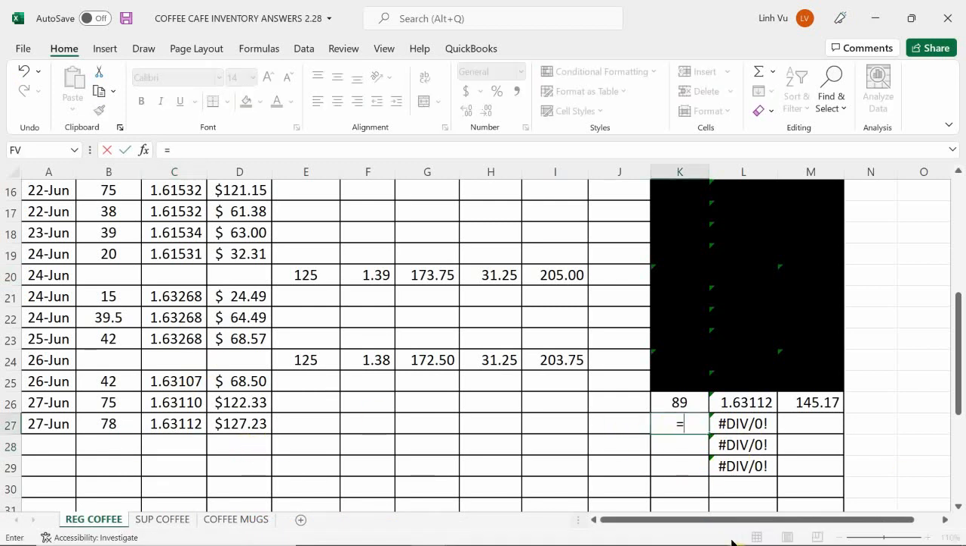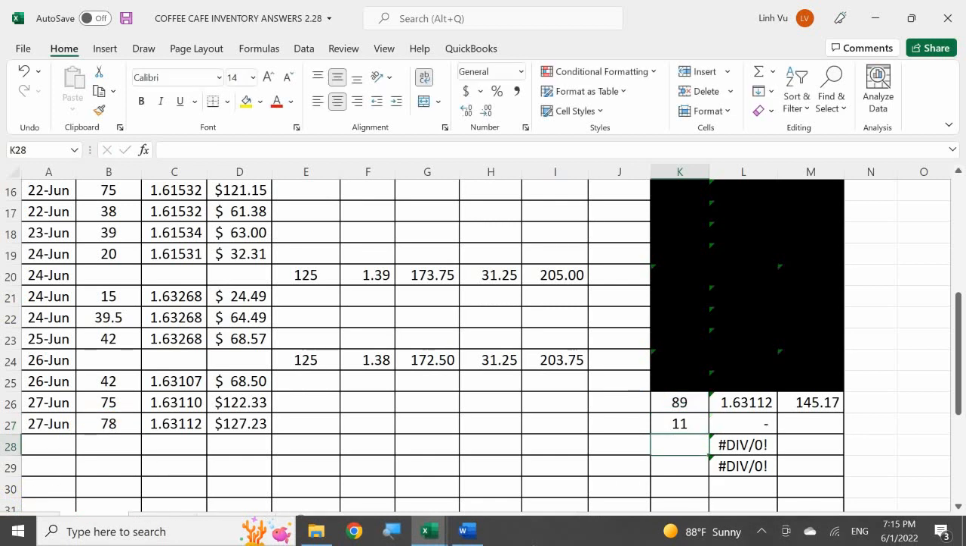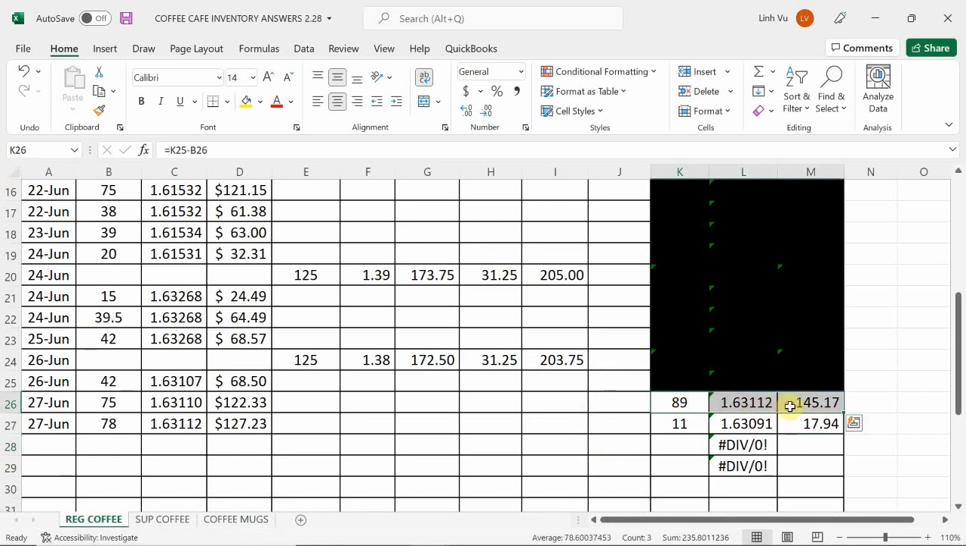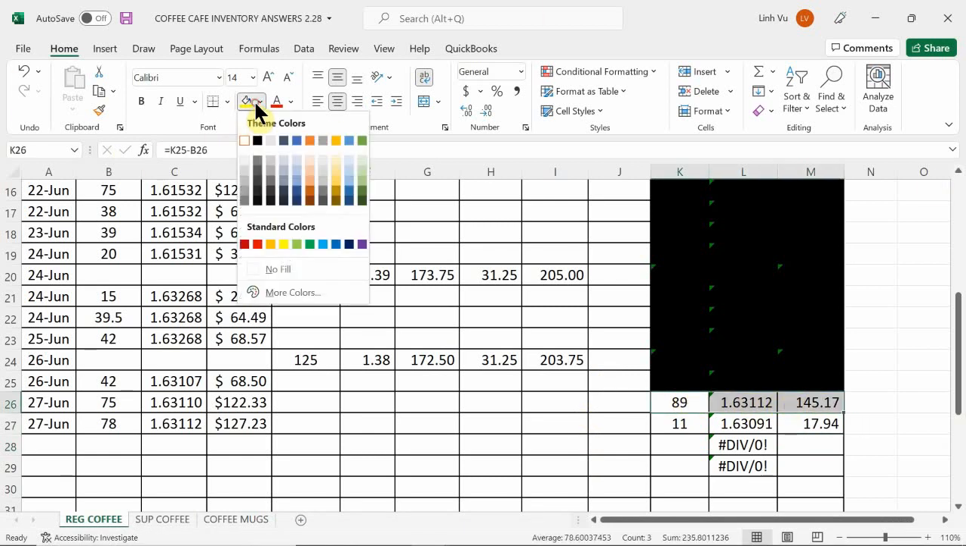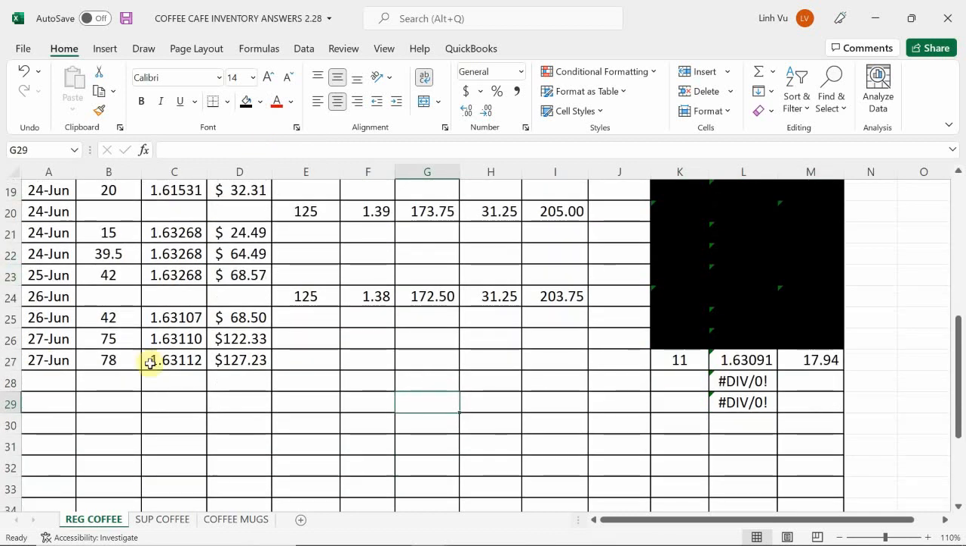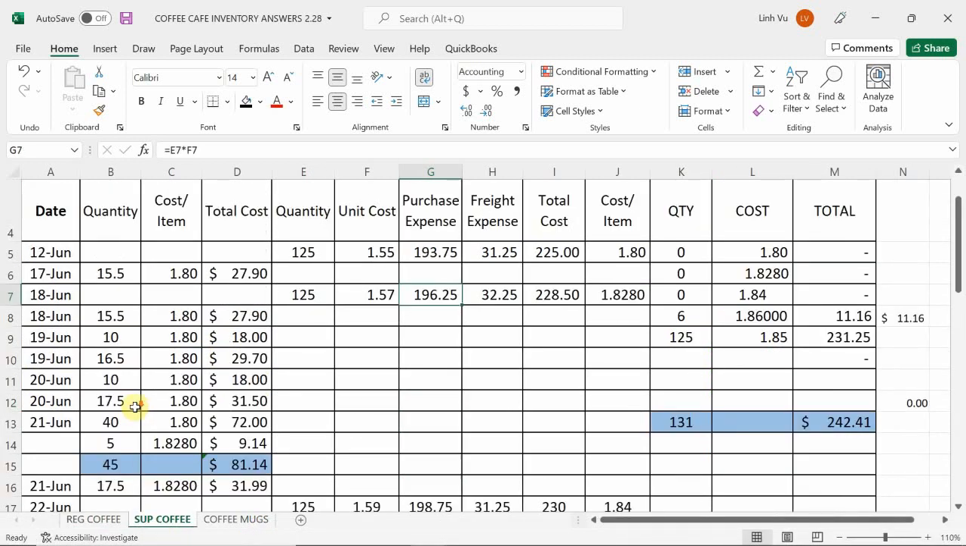So therefore, we need to adjust my inventory because I no longer have 89 pounds. I need to minus that out, so I have exactly 11 pounds remaining, okay? I also need to update this because I sold $127 worth of inventory, so I should now have $17.94 remaining in my regular coffee account. Okay. Only 11 pounds remaining, and we sold $127.23 worth of regular coffee.